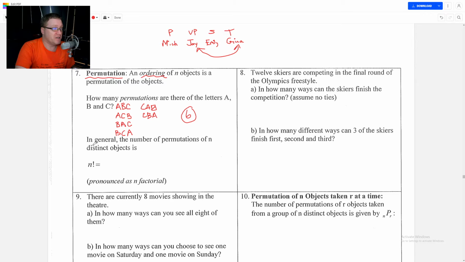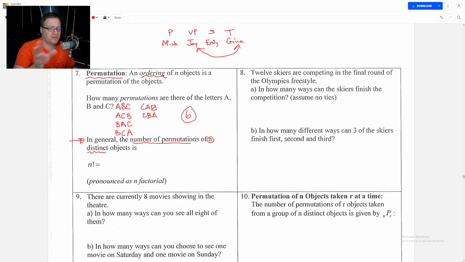And that rule is this. You need to know this rule. This rule is very important. In general, the number of permutations of n distinct objects. Distinct just means that they are all different. A, B, and C are different. That's distinct. If it was A, B, B, that would be a different story.